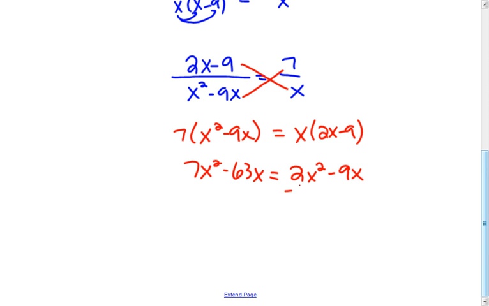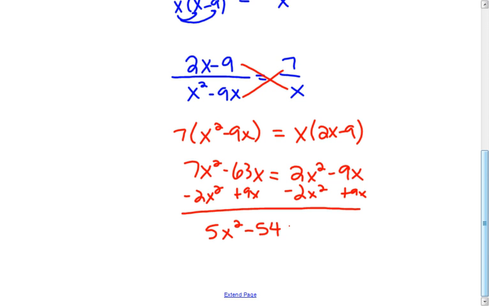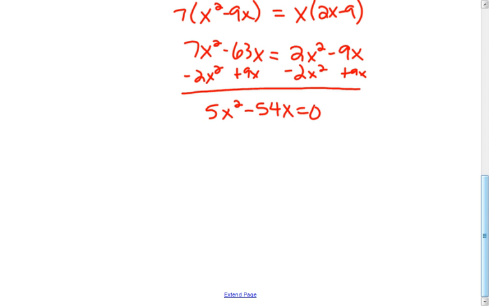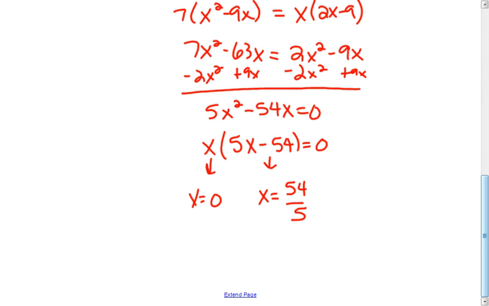Okay, subtract my 2x squareds and add 9x. I'm going to do that all at one time. And when I do that, I will have 5x squared minus 54x. And then I can factor an x out of there, and then I will have 5x minus 54. So right here, I get x equals 0. And right here, I get x equals 54 fifths.